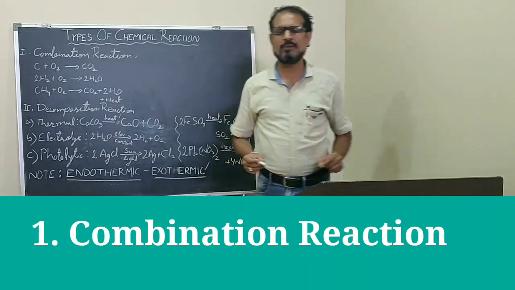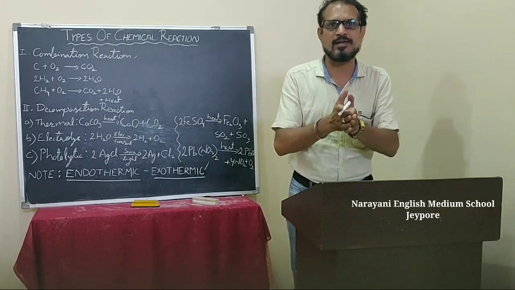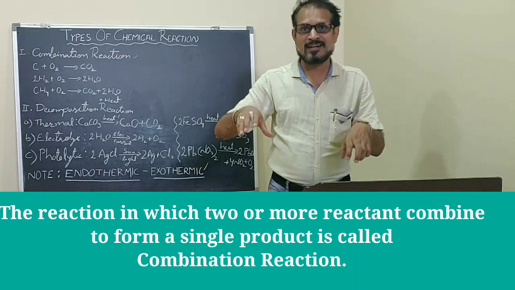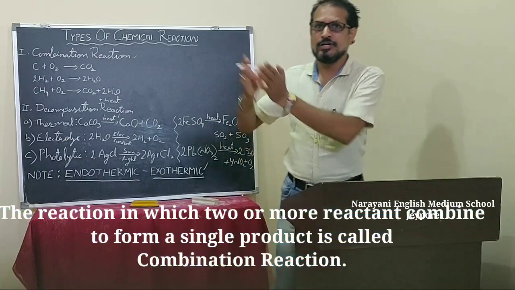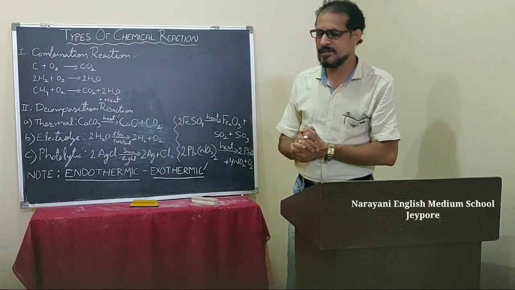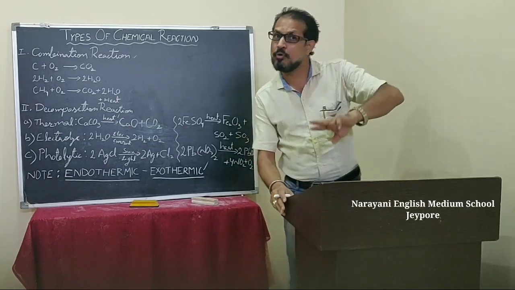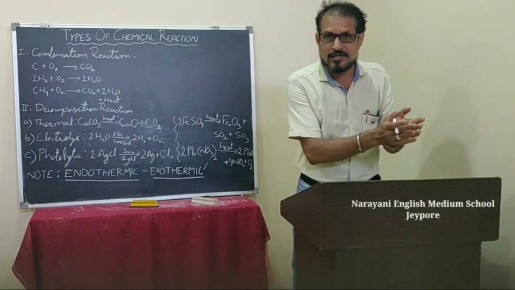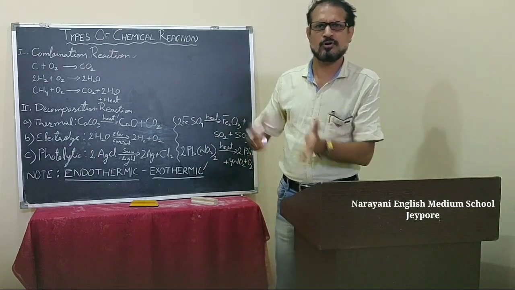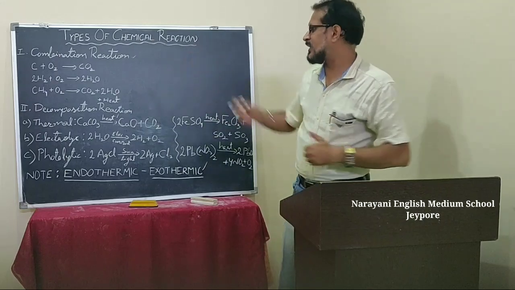Now, what do we mean by combination reaction? As the name suggests, combination means combined. In this reaction, two or more reactants or substances combine to form one or more products. So I am repeating: a combination reaction is a reaction in which two or more substances are combined to form one, two, three products, anything. Combination means combine. Let's take an example.